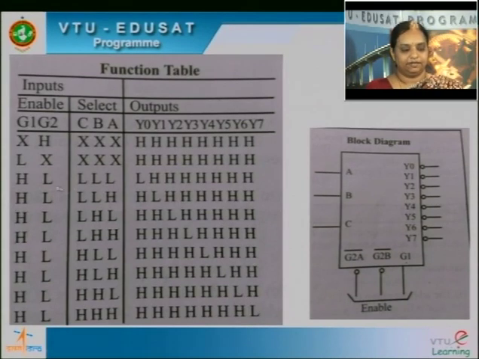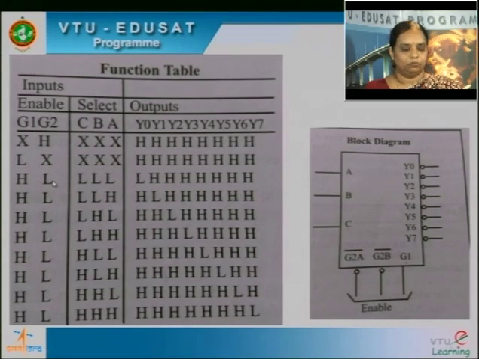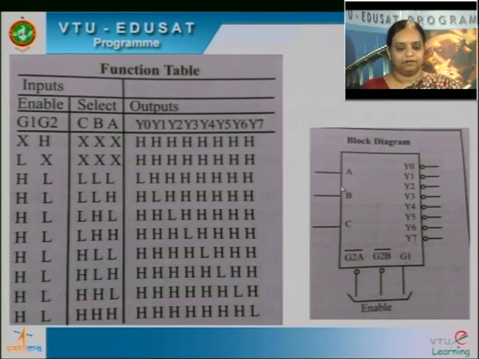And for this to get activated, what about the enable signals G1 and G2? As I said, G1 is straight, so it should be high. G2A and G2B are through inverters, so they should be low. So G1 should be high and G2 should be low. This combination along with ABC will select Y0 to Y7. By chance if G1 is low or G2 is high, then this chip is not activated. None of the output lines are activated. So to get an output on Y0, apart from ABC being 000, G1 should be high and G2 should be low.